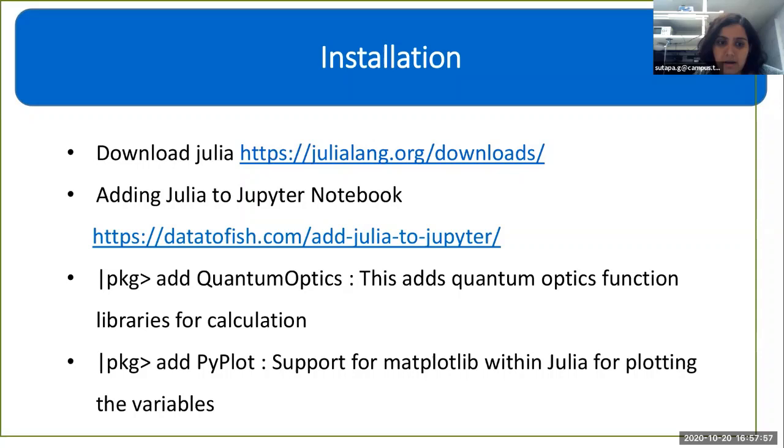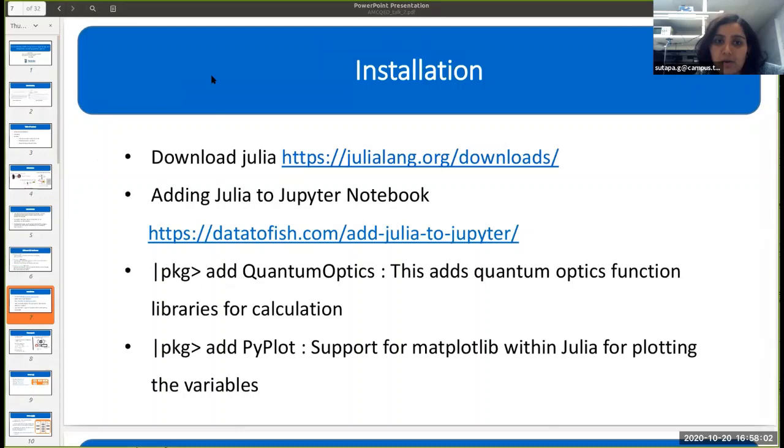At this step, you have Julia added to a Jupyter notebook, which looks like this. The first step is to connect yourself with the libraries by using these two commands. This connects you with the quantum optics libraries, which are written in Julia.